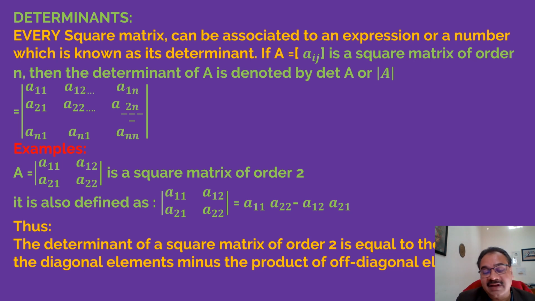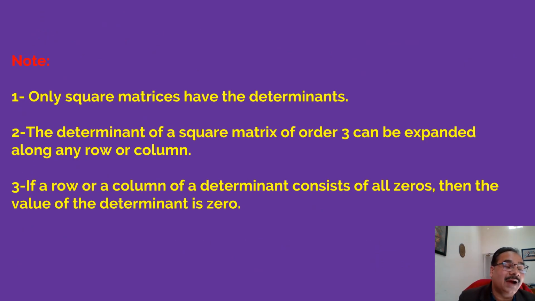For example, as I discussed in the previous PPT, the determinant of a square matrix of order 2 is equal to the product of the diagonal elements minus the product of the other diagonal elements. This is the definition of the determinant. So we have to remember the following notes. First, only square matrices have a determinant. If it is asked in an MCQ about matrices other than square matrices, then take care. Only square matrices have the determinant.